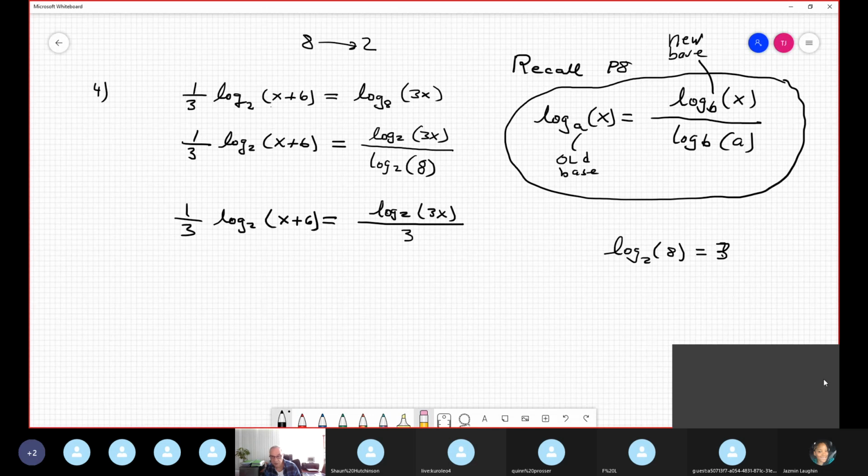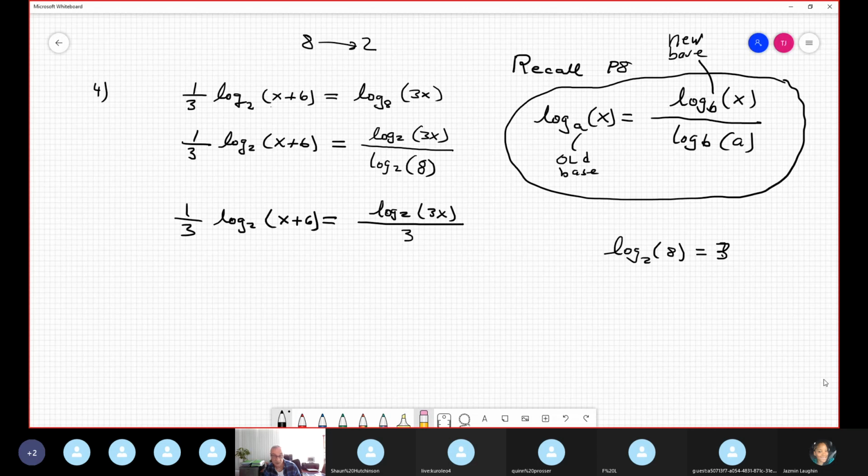Look, almost we finish, because when you discover that this is 3, it's a coincidence. It's obvious that this 3 and this 3 cancel. Yes or no? Another point of view: if you multiply the entire equation by 3, 3 times 1/3 is 1, and 3 divided by 3 is 1. And we have so far logarithm base 2 of x plus 6 is equal to logarithm base 2 of 3x.